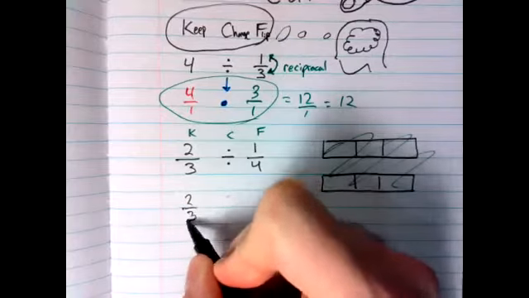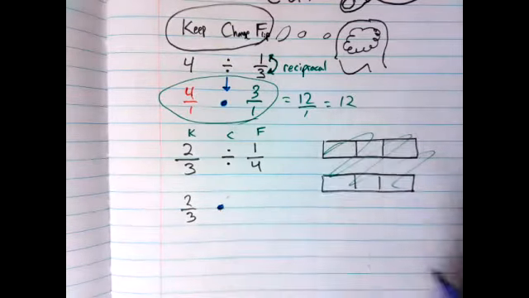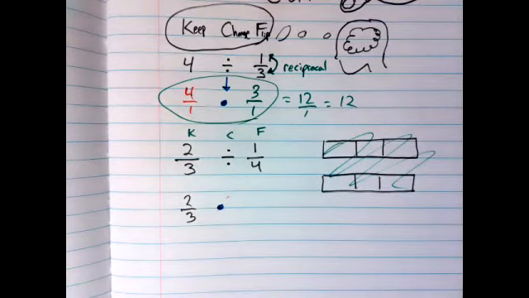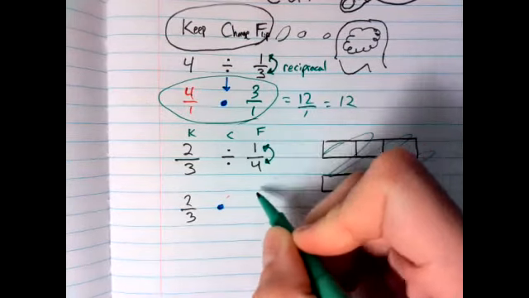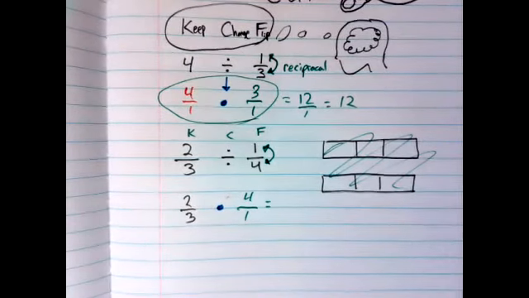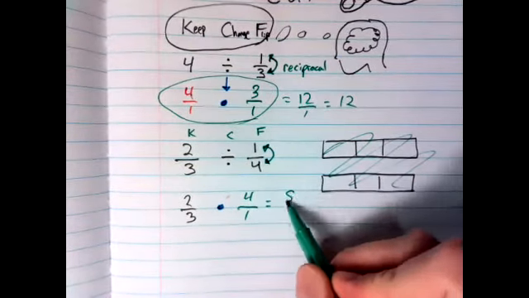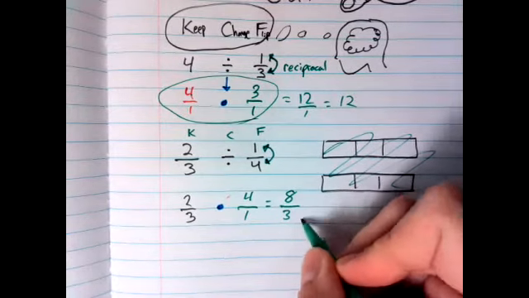Keep, change. And this one is the tricky part. It's the reciprocal. It's the flip. 4 over 1. And we simply multiply. 2 times 4 is 8. 3 times 1 is 3. We have a correct answer.